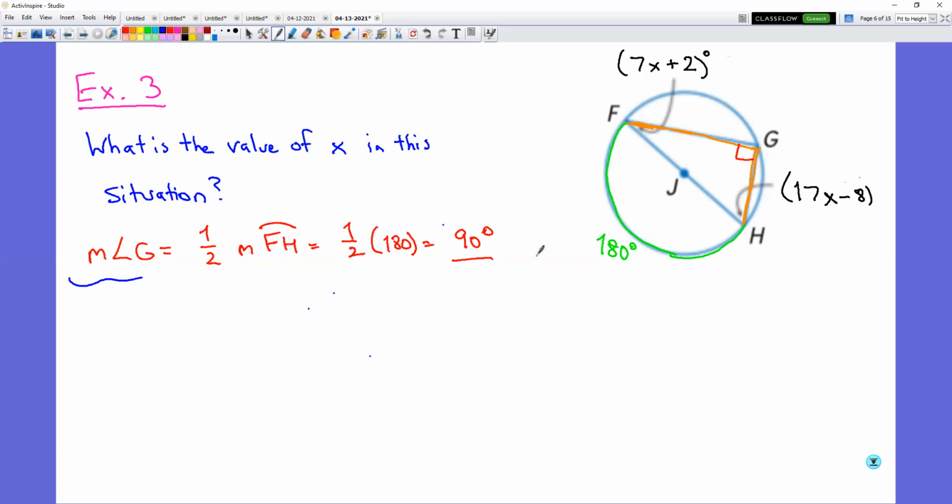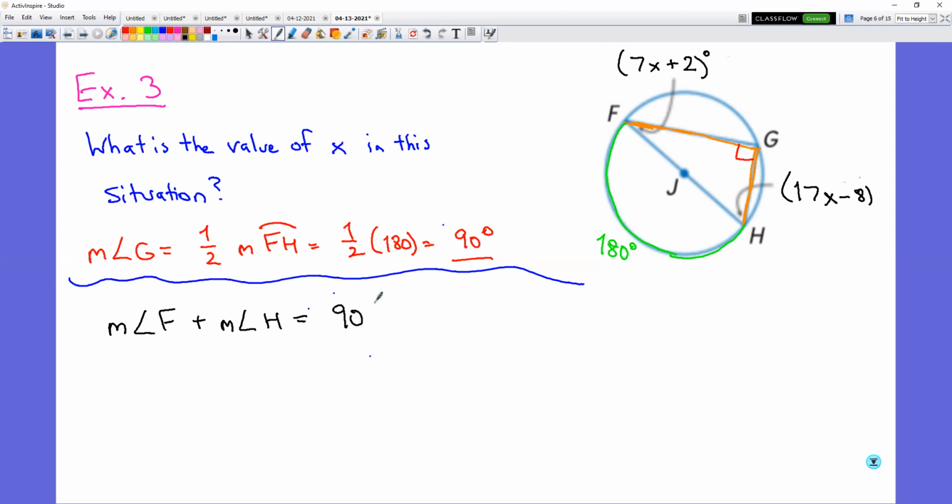To find that, we're going to set up a problem here. We're going to say that angle F plus angle H, the measurements of those, equal 90 degrees. So we're just going to replace the values. We're going to have 7x plus 2 for F, 17x minus 8 for H, and we're going to set that equal to 90 degrees. Now we're just going to combine like terms. We have 7x and 17x, so that's going to be 24x. And then we have a positive 2 and a minus 8, that's going to be a minus 6. So 24x minus 6 equals 90 degrees.